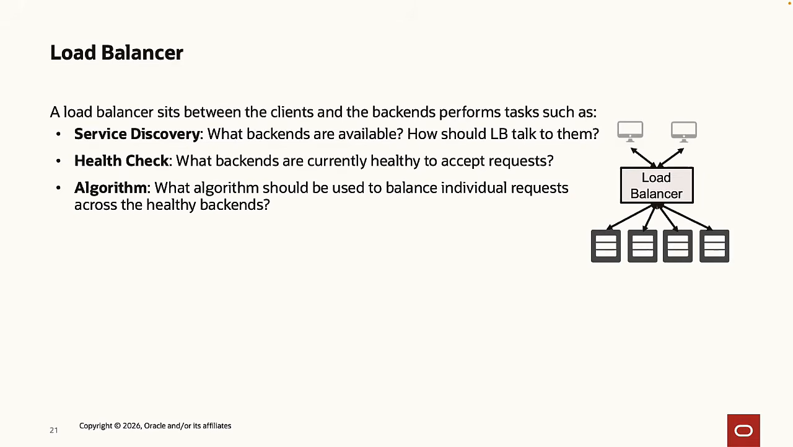You also have least connections, and this is going to route the traffic to the backend server with the fewest active connections. And the last one is IP hash, which uses an incoming request source IP address as a hashing key to route traffic to the same backend server.